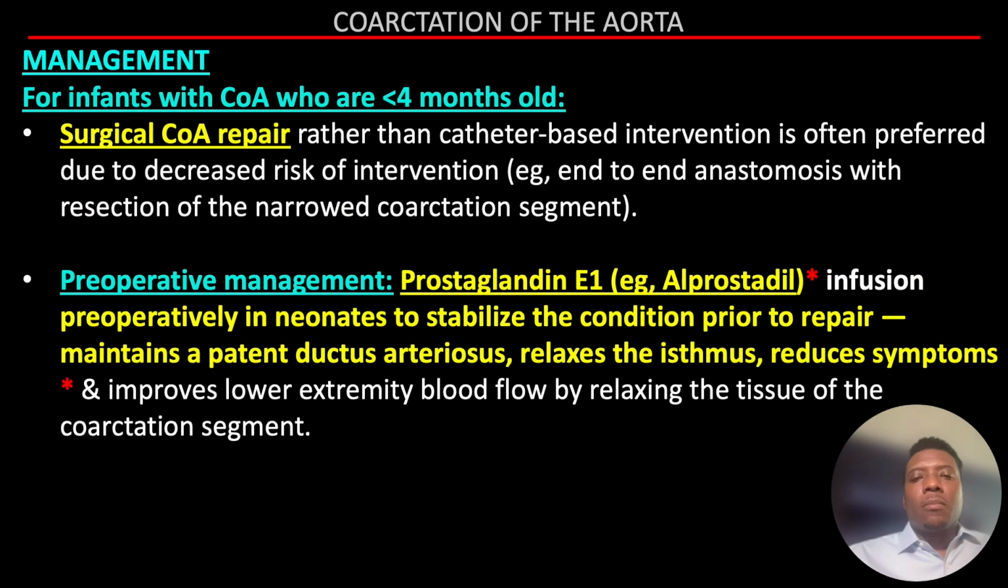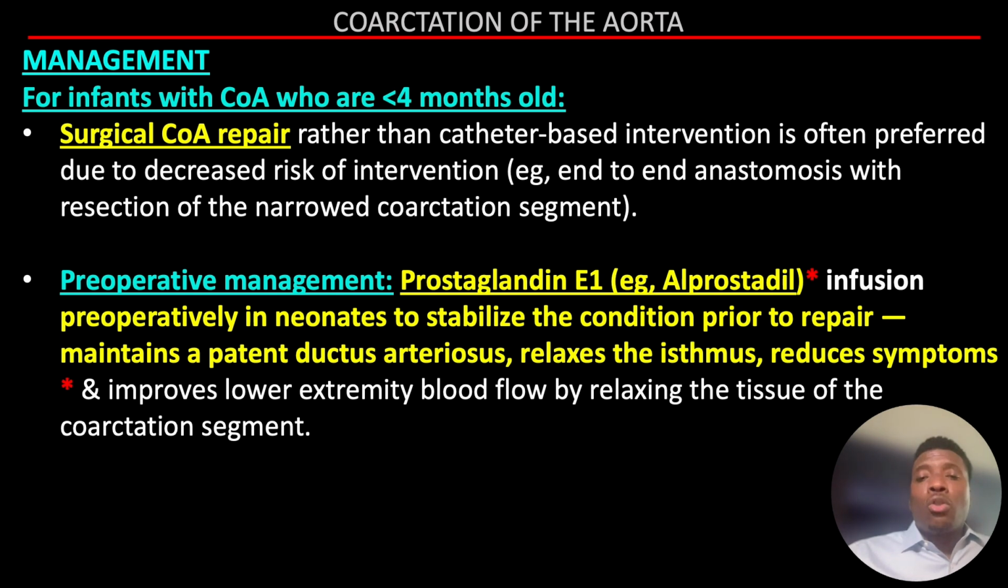In infants less than 4 months of age, the preferred management of coarctation will be surgical repair of the narrowed area, and that can be done via end-to-end anastomosis with resection of the narrowed segment.